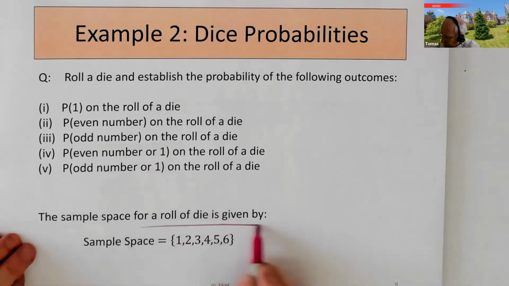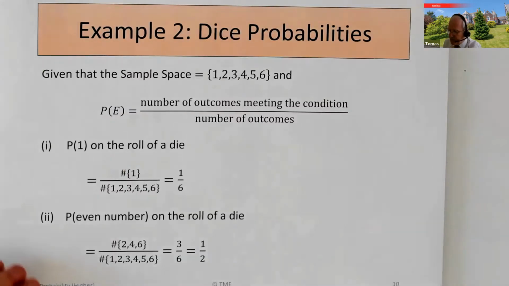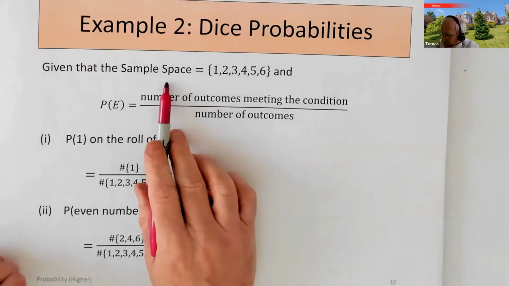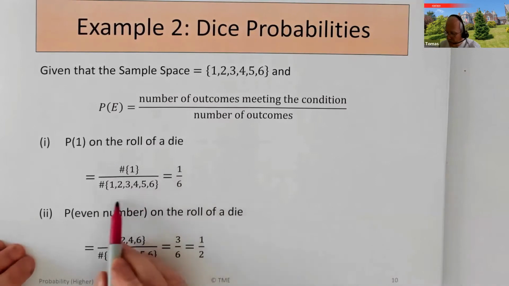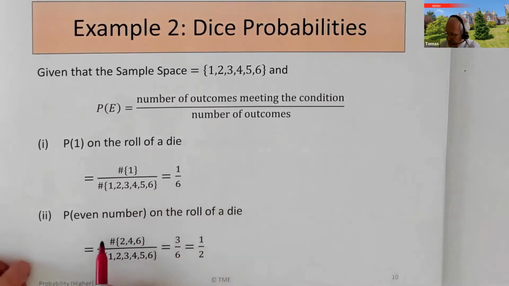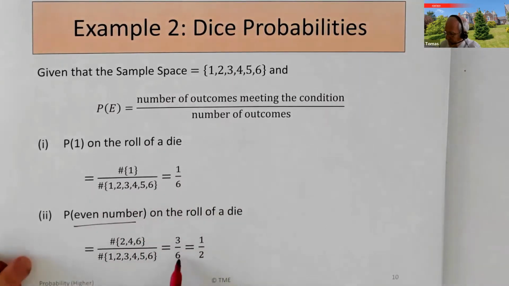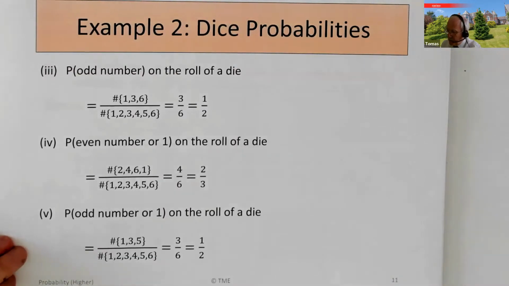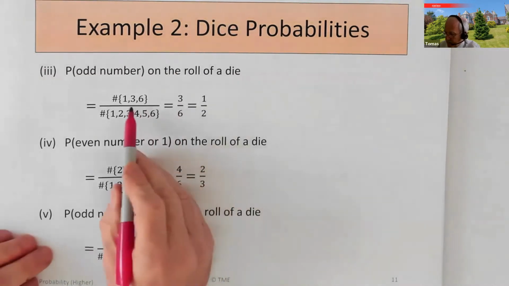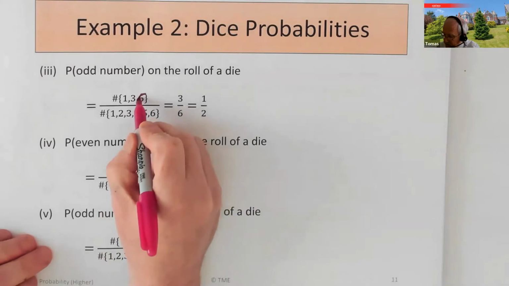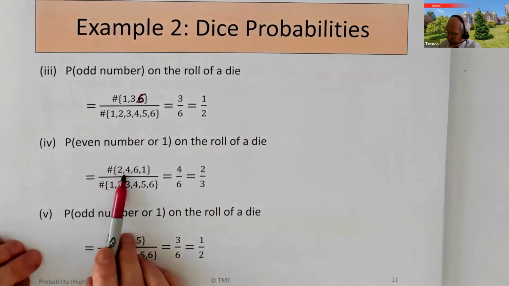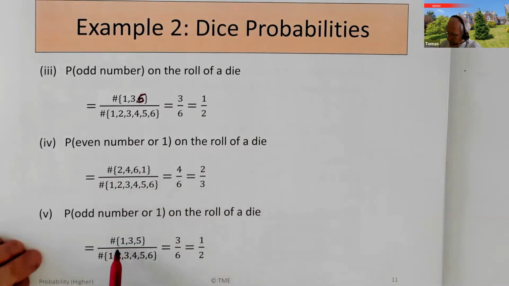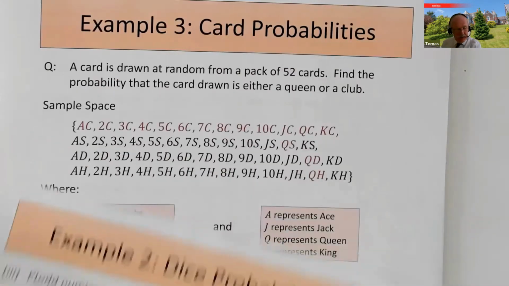So the sample space for the roll of a die is given as 1, 2, 3, 4, 5, 6. Given that the probability of a 1 is just one way of doing it over the total number of ways, that's 1 over 6. The even number gave us 3 ways. The odd number gave us, again, 1, 3, and 5, that's 3 over 6. And the even number or 1 should give us 2, 4, 6, and 1. And for the odd number or 1, we didn't add the 1 to it. So there are the answers there on that page.